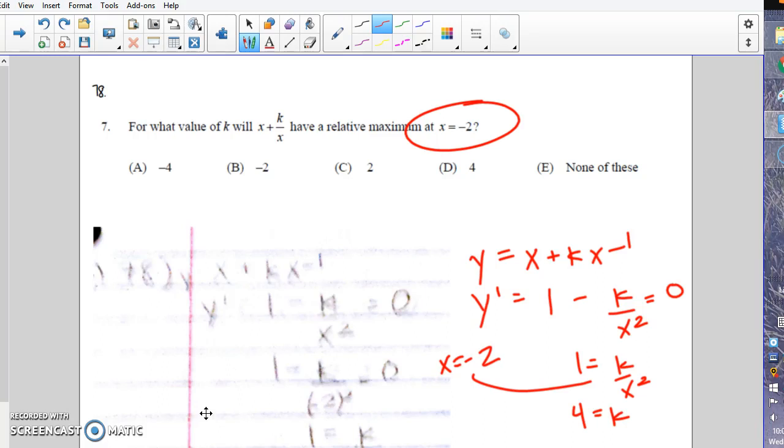Okay, this is section 2B. So this is mostly about critical points, points of inflection, and reading graphs of derivatives. So this is the first one.